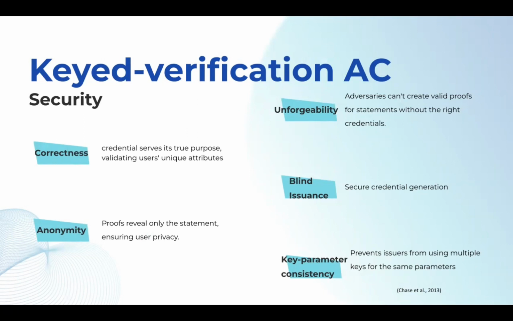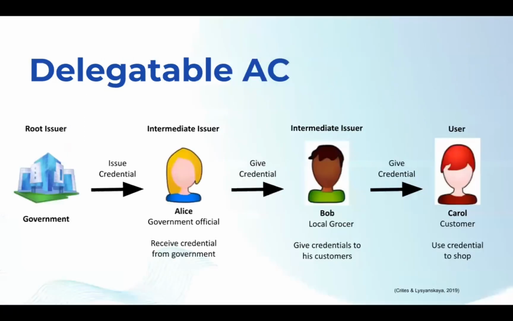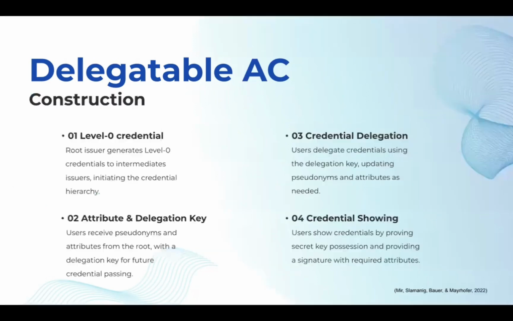Next, let Lydia discuss another two ACs. A delegatable AC allows credential owners to delegate credentials, providing enhanced privacy and user identity protection in public key infrastructure by concealing issuers' and delegators' identities. In a senior discount program, Alice received a government-issued credential. She then gives this credential to local grocer Bob without revealing her identity. Bob then issues credentials to qualifying customers like Carol, who can now anonymously use her credential for discounts without revealing any identities in the chain.